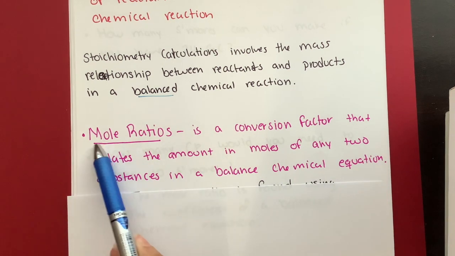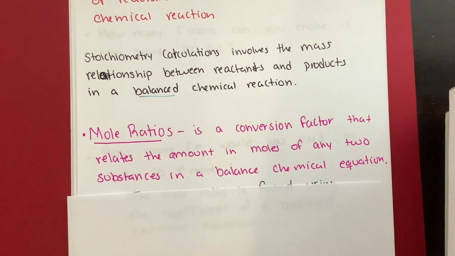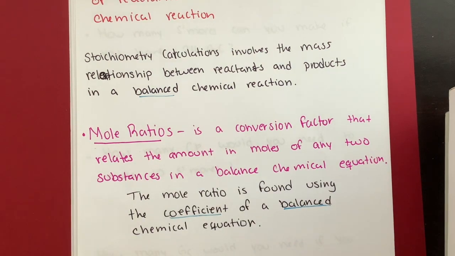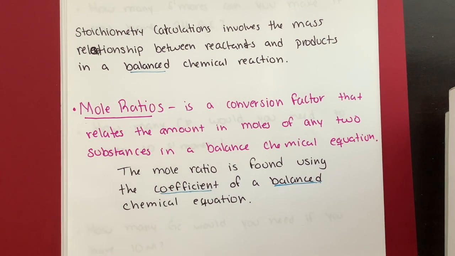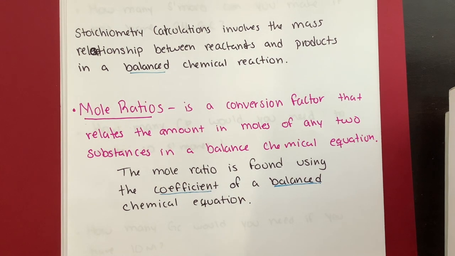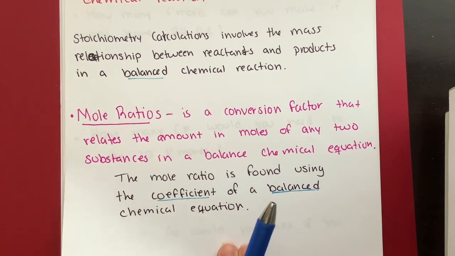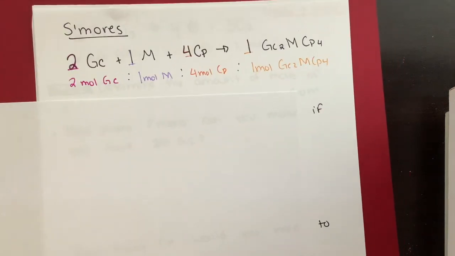Okay? Mole ratio is very simple. It actually comes from the coefficients of your balanced chemical equation. Remember that a coefficient is the big number that we put in front of a compound in order to balance the chemical equation, to have the same amount of elements on both sides of the arrow. Okay, so let's look at this example about making s'mores.